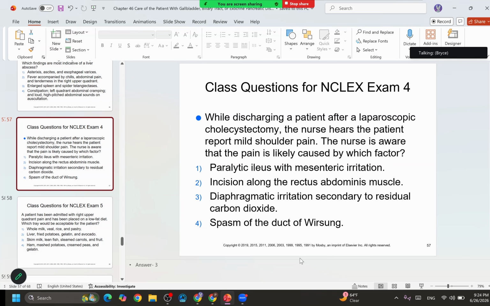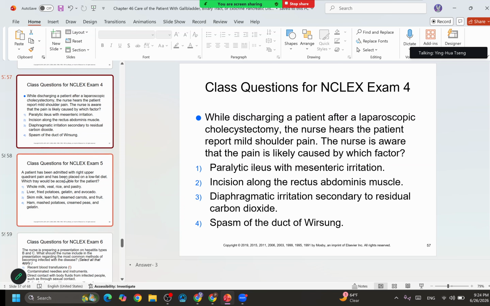Number 3. Yes, the diaphragm is irritated secondary to what? Because of CO2. Because we inject lots of air, and that air is actually CO2. The CO2 irritates your diaphragm. That's why the patient has shoulder pain and hiccups. Okay. Number 5.